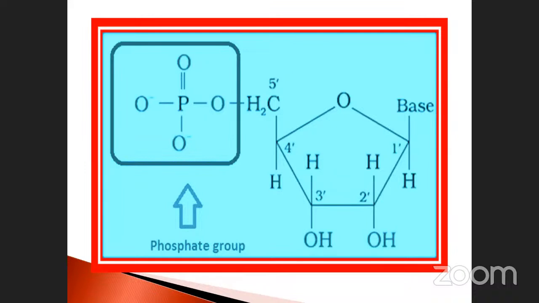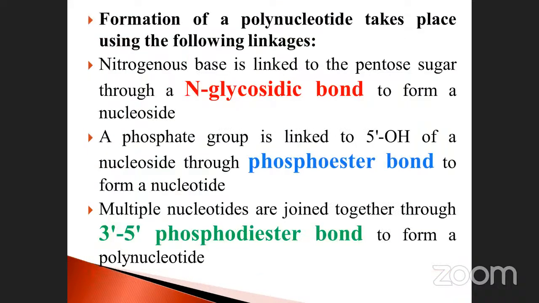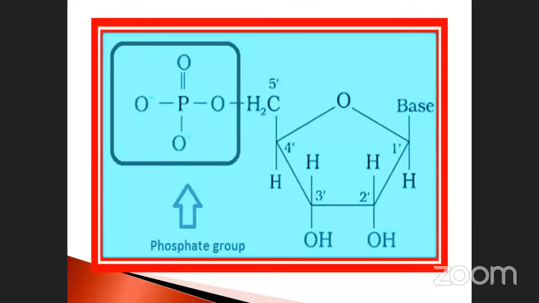See that? The phosphate group is linked to the fifth carbon atom, the hydroxyl of the nucleoside, through a phosphoester bond to form a nucleotide. The nitrogen base is linked with the sugar molecule by the N-glycosidic bond. The fifth carbon atom of the sugar molecule combines with the phosphate OH, and this combination is called an ester bond.